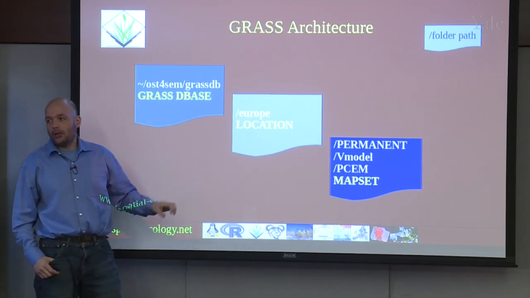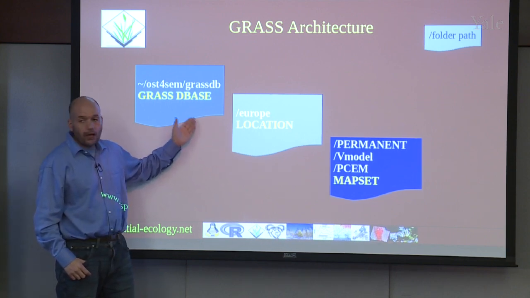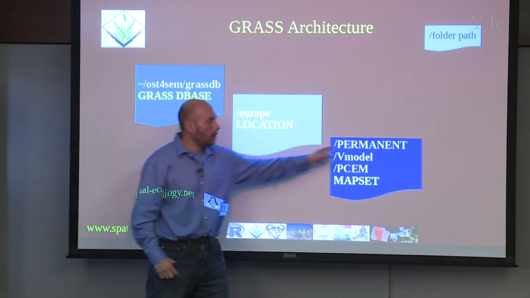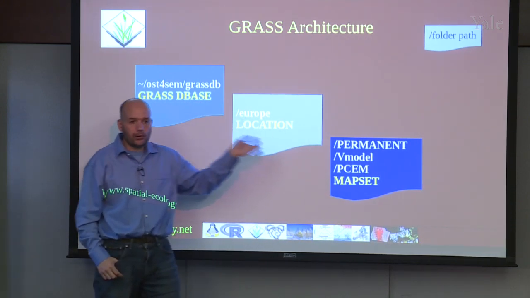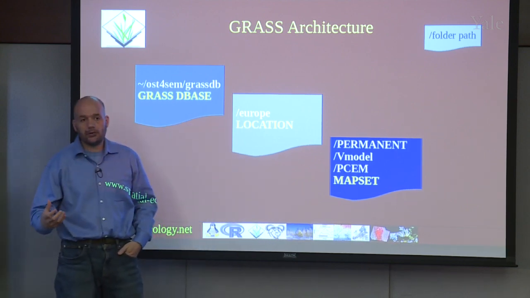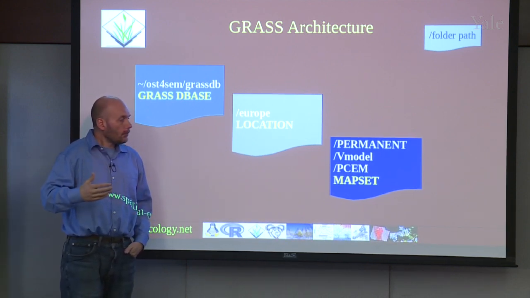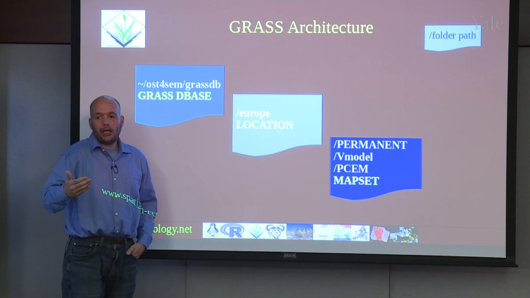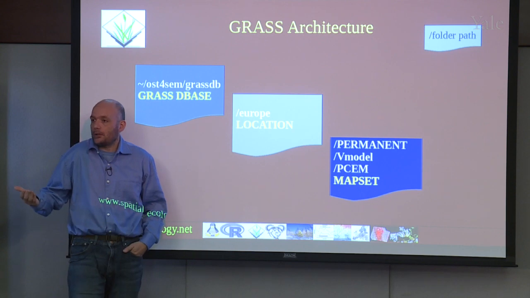And every time that you have to start a GRASS session, you have to say to the computer, I want to enter in GRASS database Europe permanent, or GRASS database Europe V model. So you have to give the path of where to go in, okay? So this is completely different from other software, from Esri, from QGIS, where you can enter wherever you want. You can have your TIFF file on the desktop, or in another folder, and you can still open it without problem.